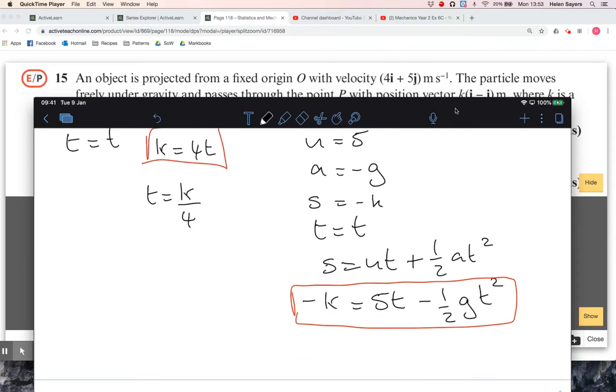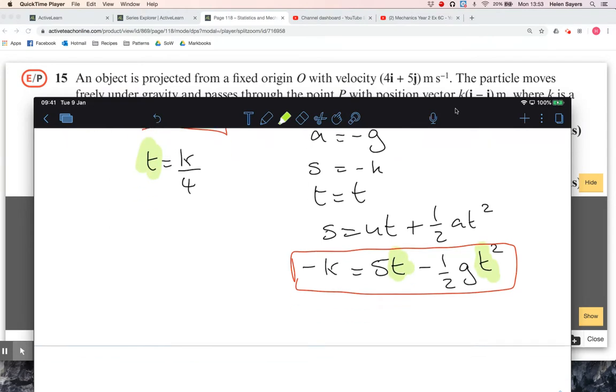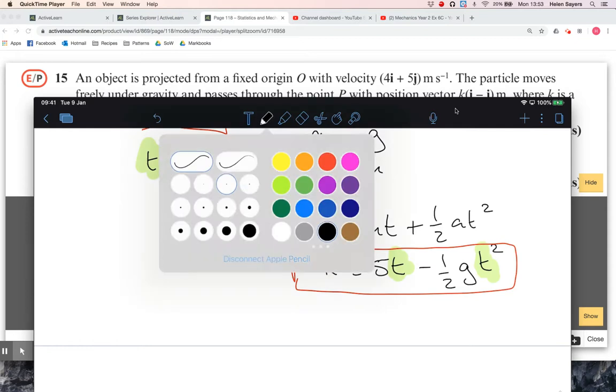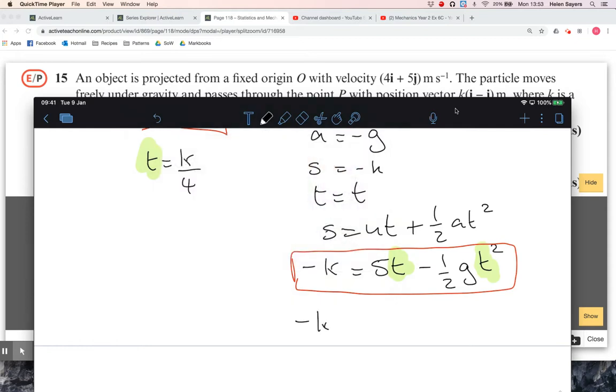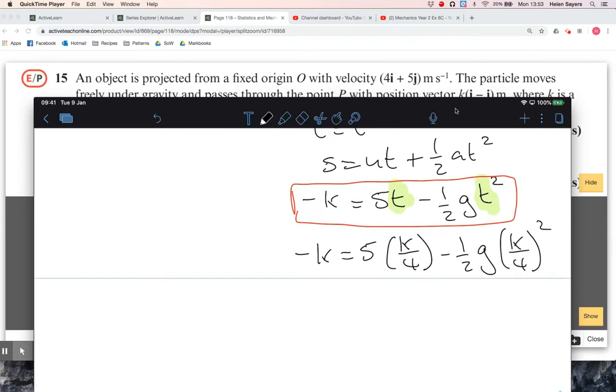Then I'm going to substitute that in here. So wherever it says t, I'm going to substitute in k over 4, so I'm just going to be really careful when I square. So I have got minus k is 5t, where t is k over 4, minus a half g, and t is k over 4, and that's all being squared. So it's looking a bit nasty now, but actually that is just going to be a quadratic in k. So let's lose those brackets.